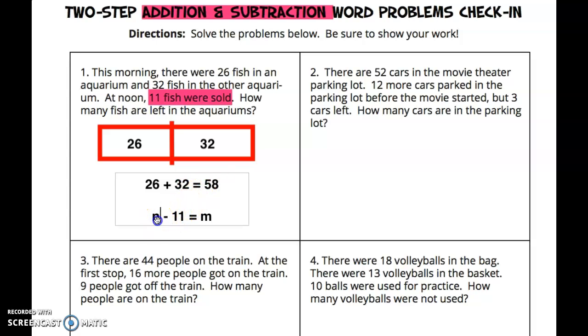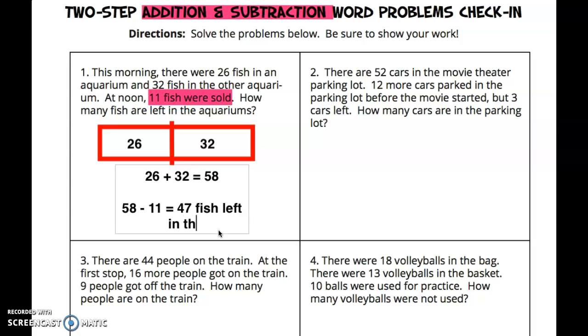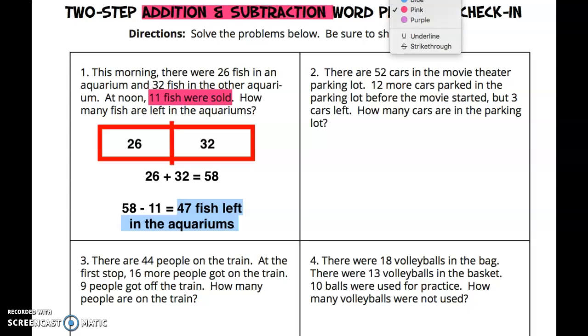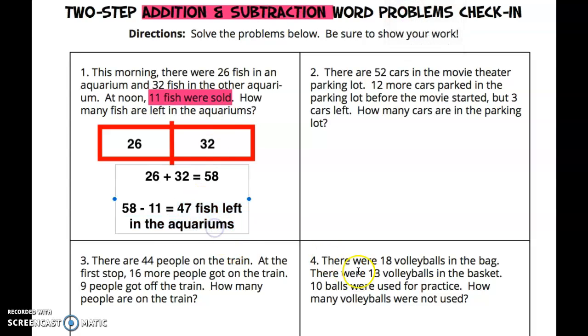Now I can plug in 58 right here, because 58 take away 11. Let's go ahead and solve that right now. I can do 8 minus 1, that's 7. And then I can do 5 minus 1, that's 4. So there are 47 fish left in the aquariums. That is my answer right here. There are 47 fish left in the aquariums, okay? And that is how I can solve for my answer. I don't think it's going to highlight, but that's okay.